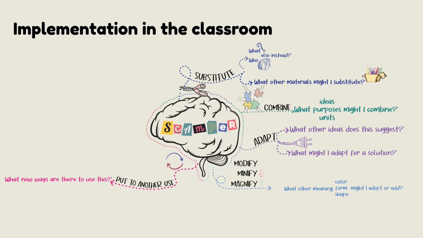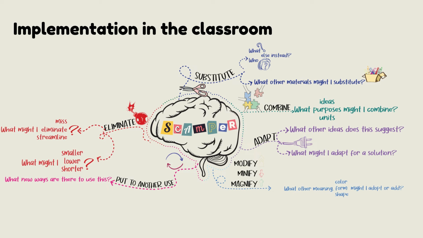E stands for eliminate. Think of what might happen if you eliminated parts of the product or process, and consider what you might do in that situation. Typical questions are: what might I miss? What might I eliminate? What might I streamline? What might I make smaller, lower, shorter, or lighter?